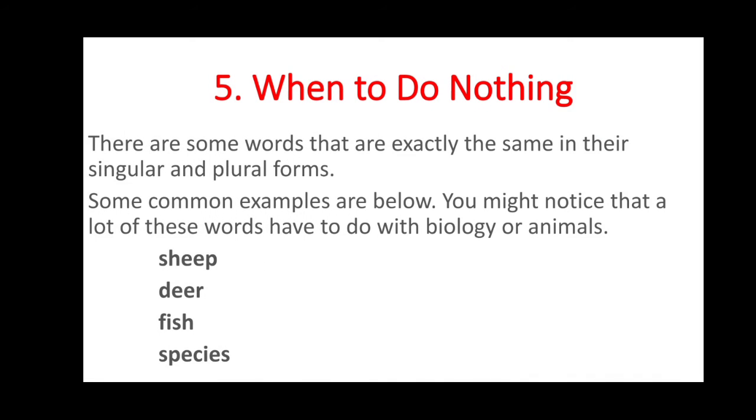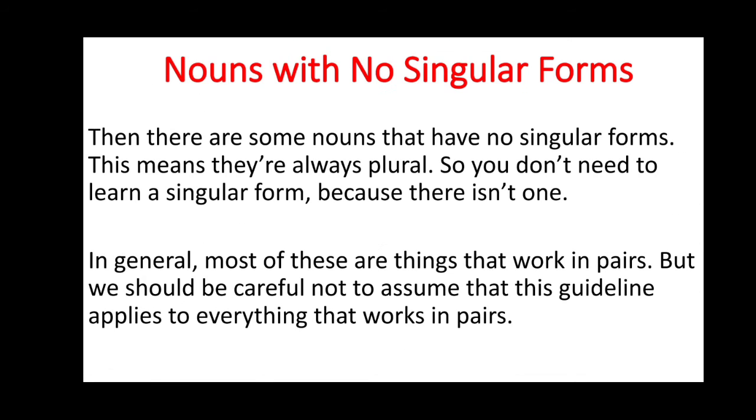5. When to do nothing. Nouns with the same plural and singular forms, talk about easy. There are some words that are exactly the same in their singular and plural forms. Some common examples are below. You might notice that a lot of these words have to do with biology or animals. Sheep, deer, fish, species.